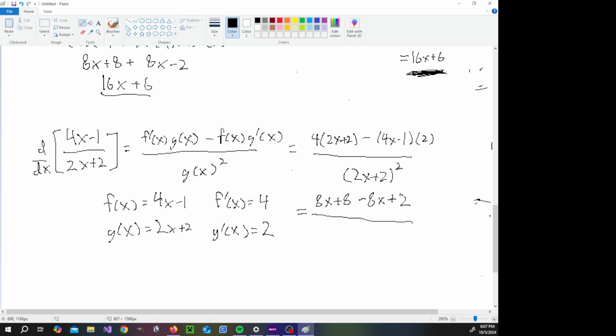All of that over 2x plus 2, and I'm going to square that out. This is going to be 4x squared plus 8x plus 4. And then we can combine some terms. 8x minus 8x disappears. This is going to be 10 over 4x squared plus 8x plus 4. Okay, so again, there was no way of avoiding the quotient rule with that one.